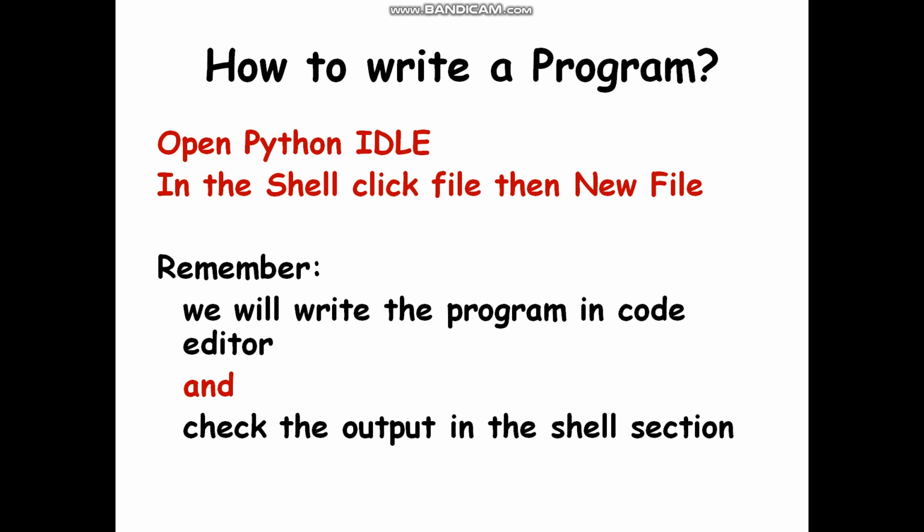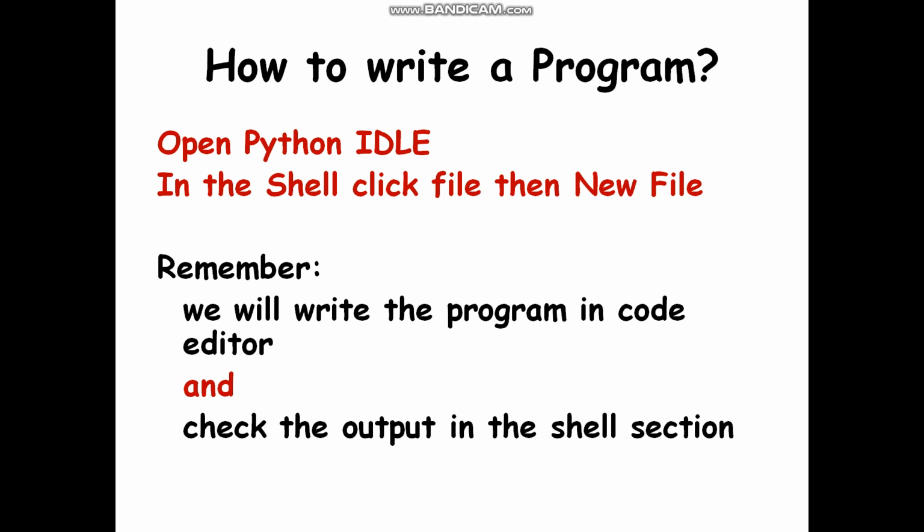If you're going to write your first program, the first thing you need to do is open the Python IDLE. When you open it, you'll see the shell section. I recommend you don't write any program in the shell section. Instead, click File, then New File. A code editor will open. In the code editor section, you're going to write the program. The shell is where we check the output of the program.